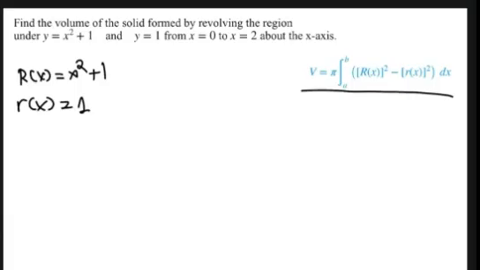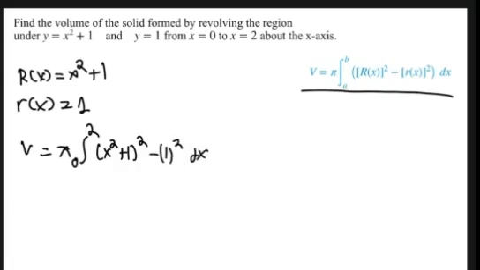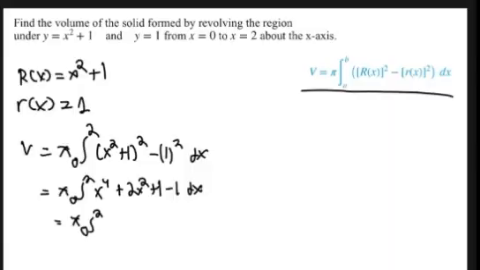So once we plug it into the formula, we get the volume is equal to pi times the integral from 0 to 2 of (x squared plus 1) squared minus 1 squared dx. So we can expand the (x squared plus 1) squared, which will get x to the power 4 plus 2x squared plus 1, minus 1. And so the integrand becomes x to the power 4 plus 2x squared.